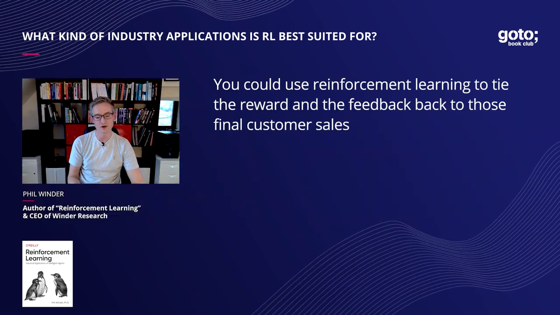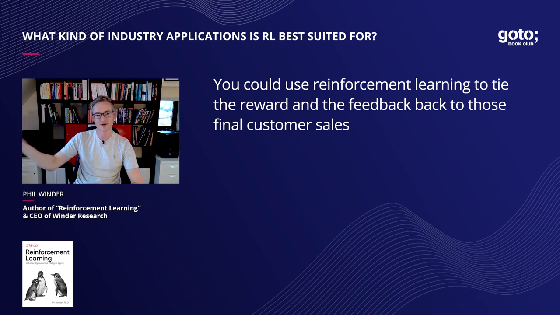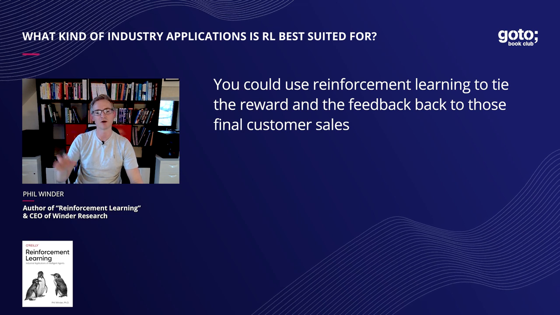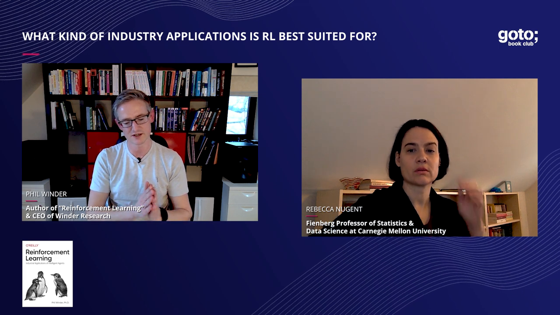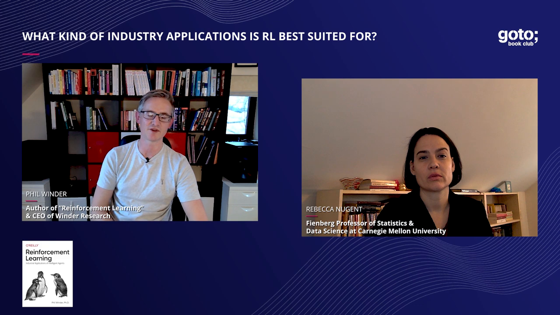So you could use reinforcement learning and tie the reward and the feedback back to those final customer sales and optimize your adverts to promote those sales as opposed to just paying for clicks. So it's trying to make strategic and multiple decisions for individuals in order to find the best strategy for getting them to do what you want them to do.